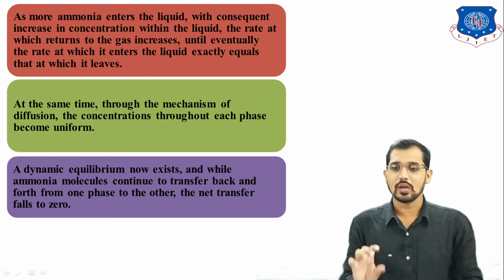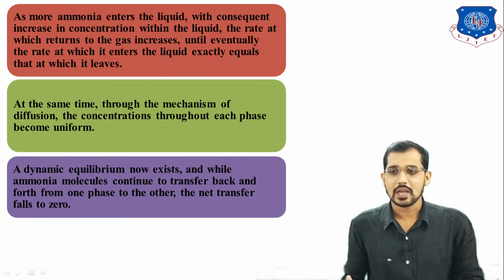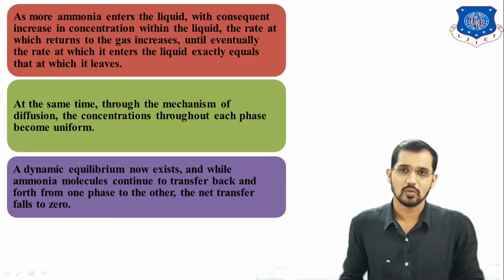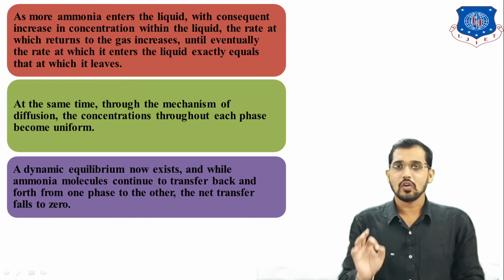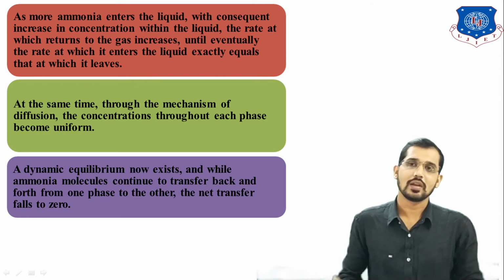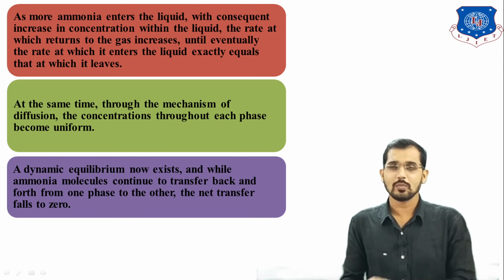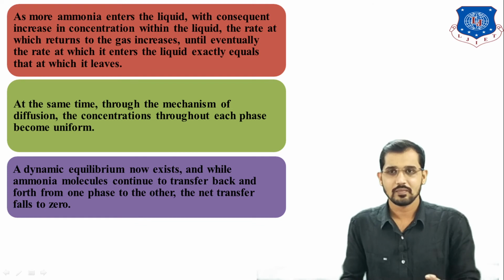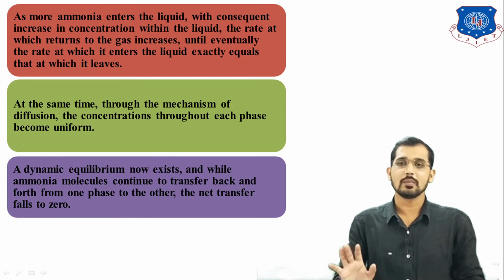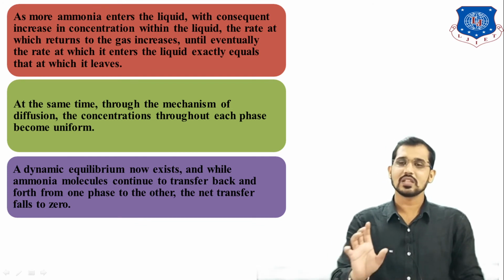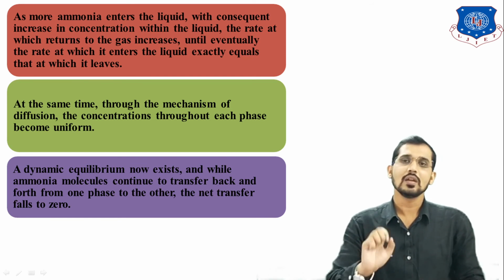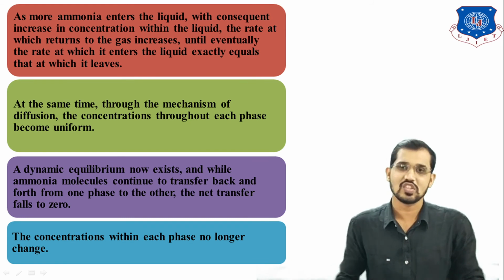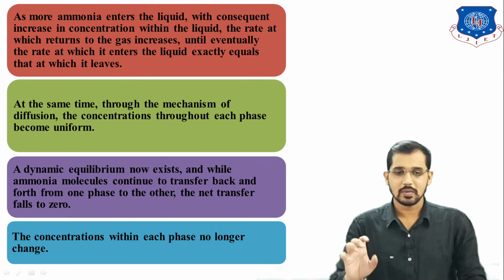And while ammonia molecules continue to transfer back and forth from one phase to the other, the net transfer falls to 0. It means the rate of the forward reaction is equal to the rate of the backward reaction, and there is no net movement of particles from the gaseous side to the liquid side and from the liquid side to the gaseous side. At that time, I can say dynamic equilibrium exists. So this is nothing but your chemical equilibrium concept in interphase mass transfer, and the concentration within each phase no longer changes. This is all about the interphase mass transfer chemical equilibrium concept.